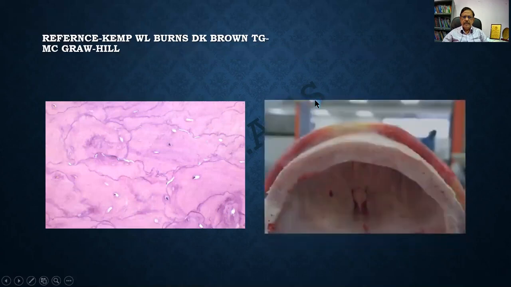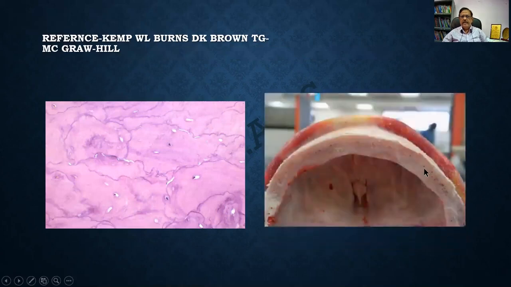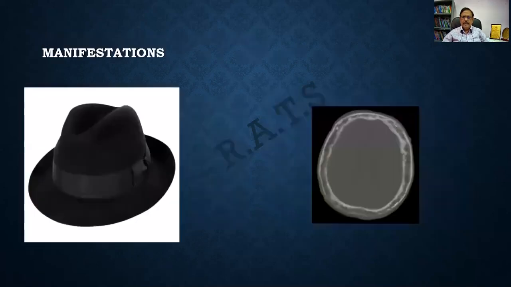So the diagram of the Paget's, and here you see the skull. This is the inner and the outer table. You find between that there is laying down of the bony material leading to widening of the diploe. And there is also an increase in the size of the skull. So what happens as a result of this?